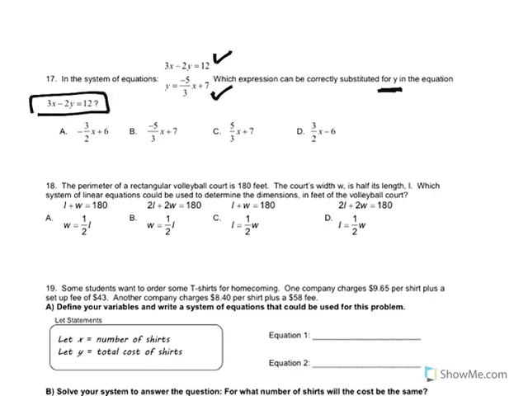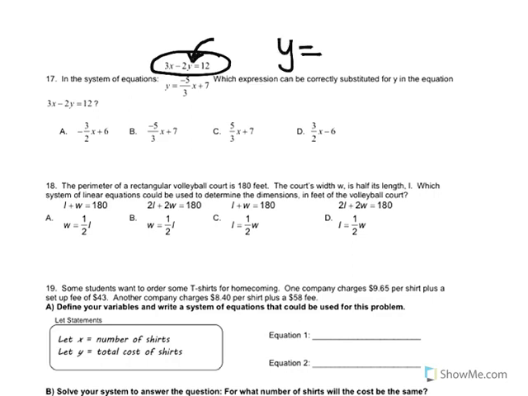So let's think about what they're saying here. I'm going to erase all this. They're saying, take this equation, and we want to substitute for y. Well, if I want to substitute for y, I have to know what y equals. Well, it tells me what y equals right here. y equals negative 5 over 3x plus 7. So this is what we want to substitute for y. So we look down here and find the one that says negative 5 over 3x plus 7, and there it is, letter B. Bam, that one's done.